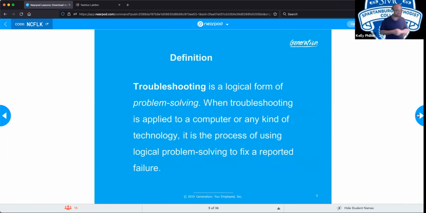Basic definition of troubleshooting. A logical form of problem solving, taking a systematic approach when troubleshooting is applied to a computer or any kind of technology. It is the process of using logical problem solving to fix a reported failure.